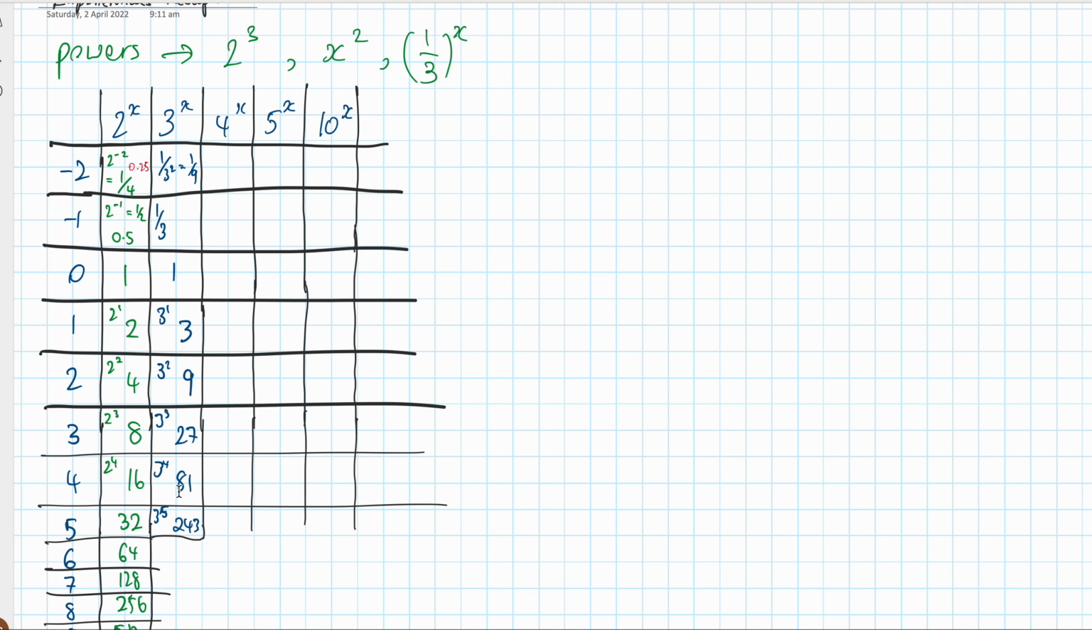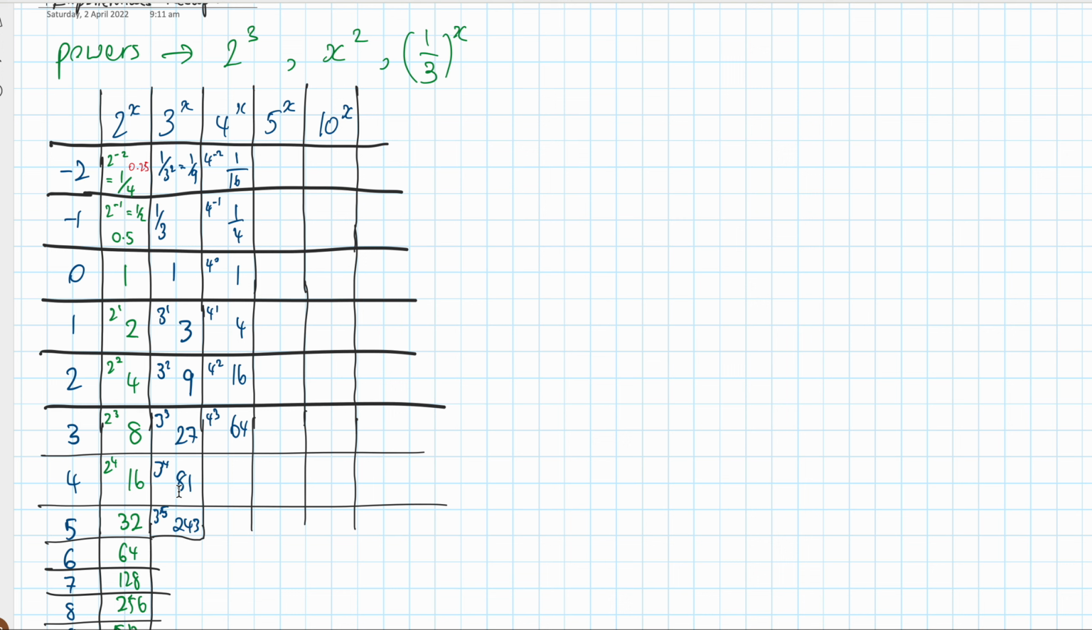Let's keep going. Let's do the 4s. So 4 to the -2, 4 to the -1, 4 to the 0, 4 to the 1, 4 to the 2, 4 to the 3, 4 to the 4. Oh, we can just go 4 to the 3 for this one. So we've got, this is 1 on 16, 1 on 4, 1, 4, 16, 64.